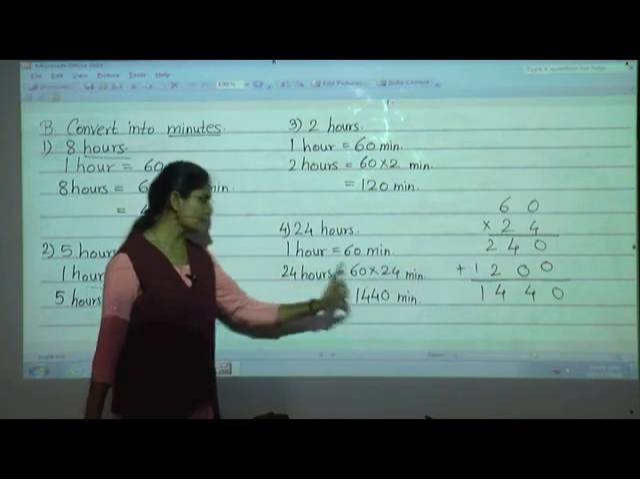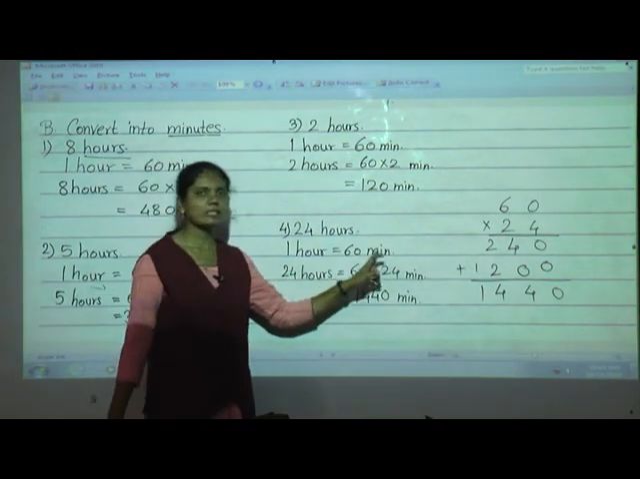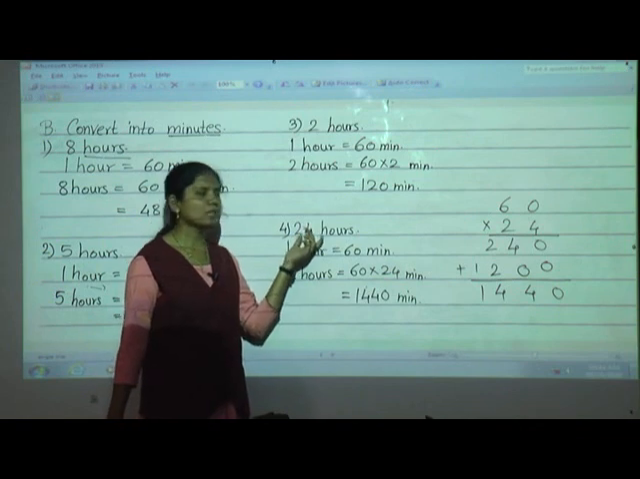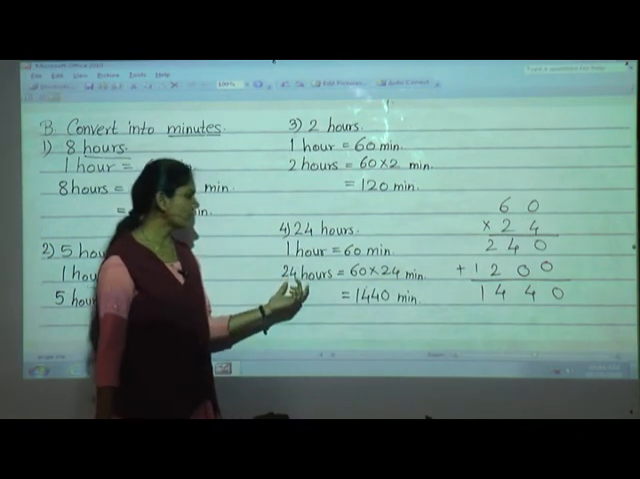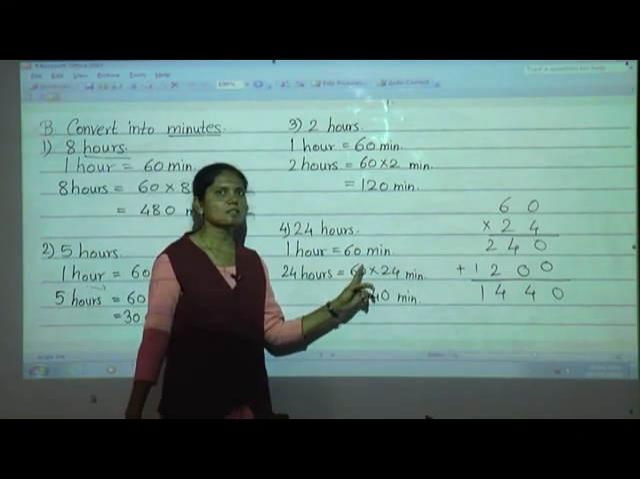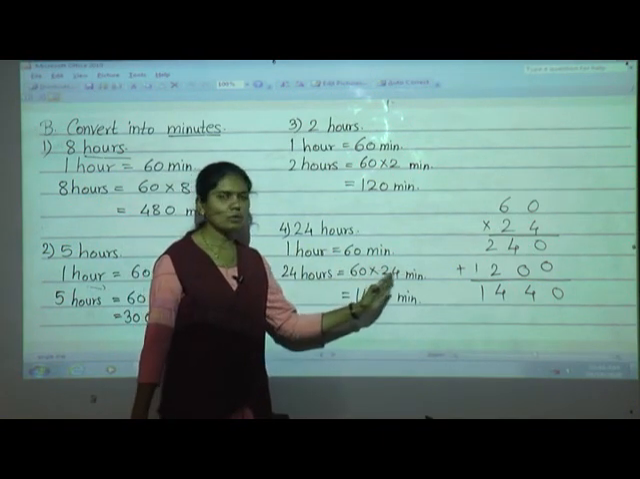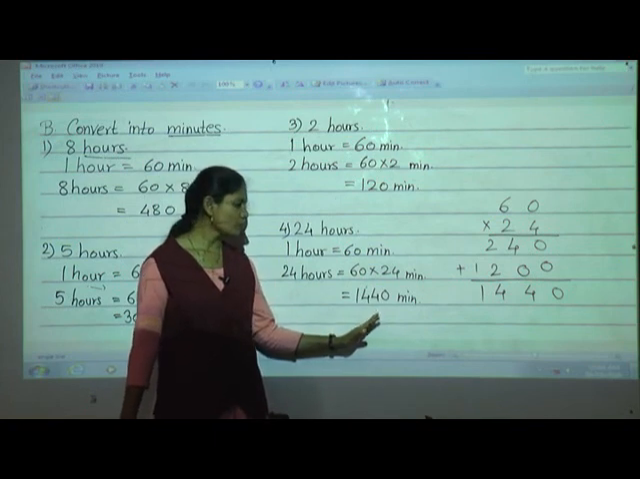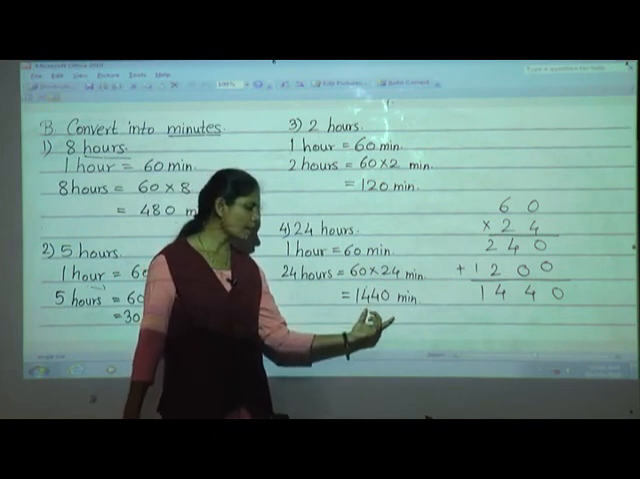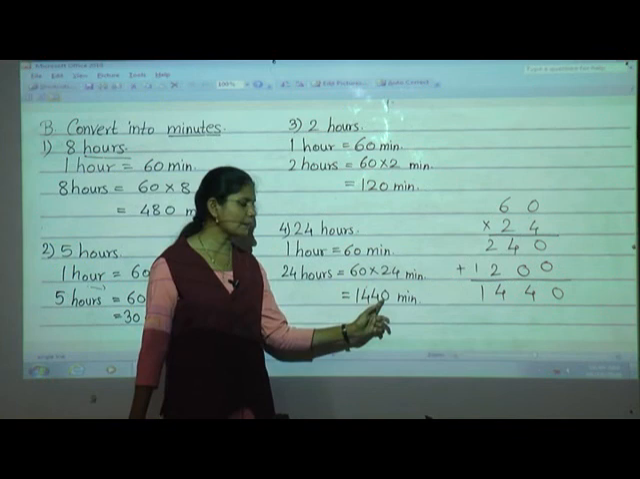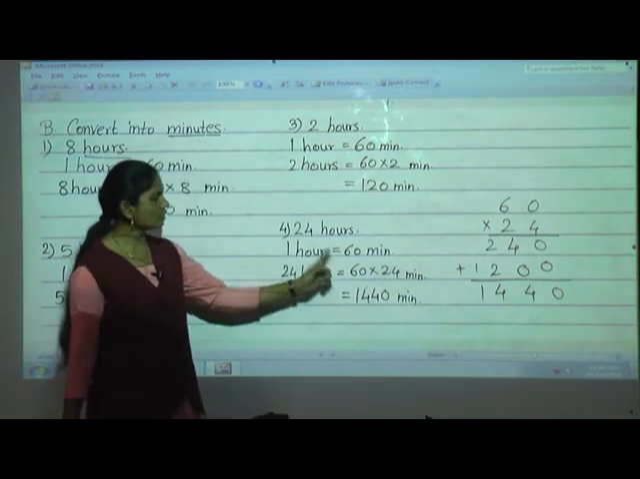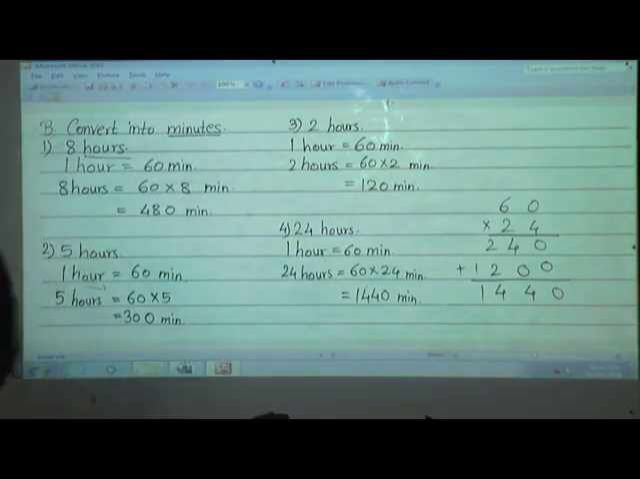See here, 24 hours is equal to 1440 minutes, because 1 hour is equal to 60 minutes. Here we have 24 hours. So 24 hours is equal to 60 into 24 minutes. Now here we have to do the multiplication. After multiplication we got the answer, that is 1440 minutes. So 24 hours is equal to 1440 minutes. Okay. Now see the next example.